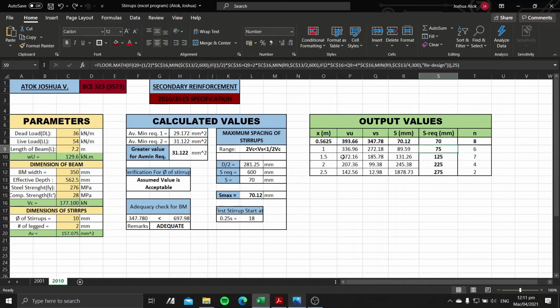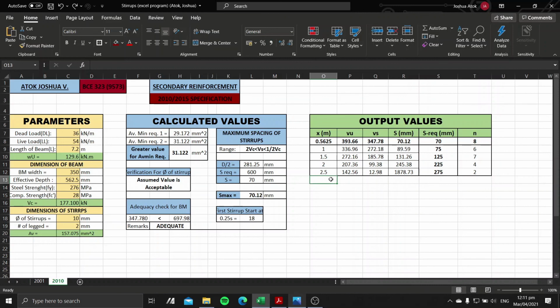And again, notice that as we go further with the value of our X, the value of our VU and VS will also be lesser than the previous one. Since the VS is lesser than the previous one, it is inversely proportional with the value of S. So it will give us a value of our S will be greater as we go further. And for me to show why I've stopped at 2.5, since at 2.5, the value of our spacing will be consistent at 275 millimeter.